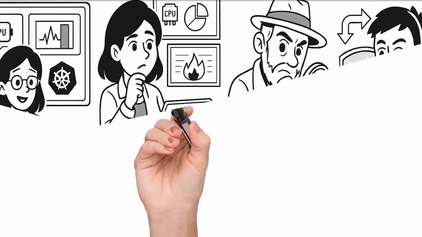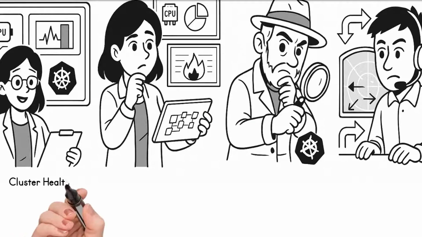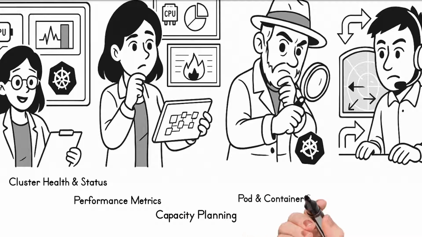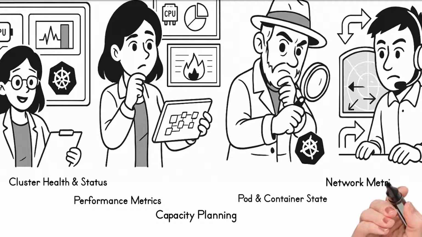Here's what you must monitor to keep your cluster healthy. Cluster health and status. Is everything up and running? Are any nodes failing or pods stuck in pending? Performance metrics. Keep an eye on CPU, memory, and disk usage at both the pod and node level. Capacity planning. Are you running out of space or over-provisioning unnecessarily? Pod and container state. Ideally, your pods should be in running or completed status. Anything else? Time to investigate.